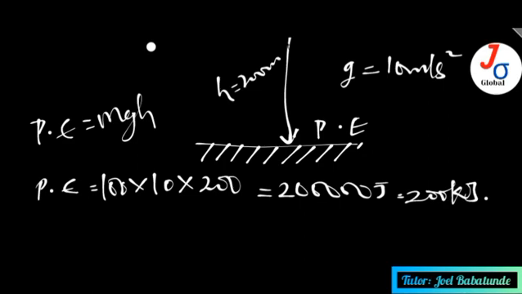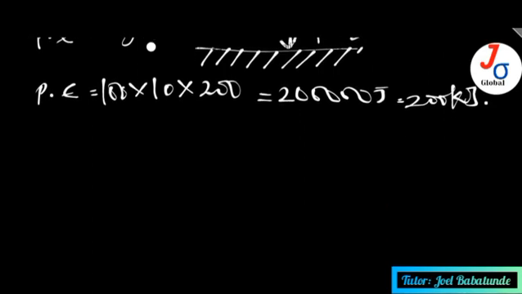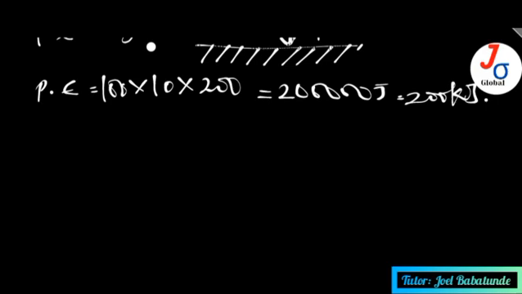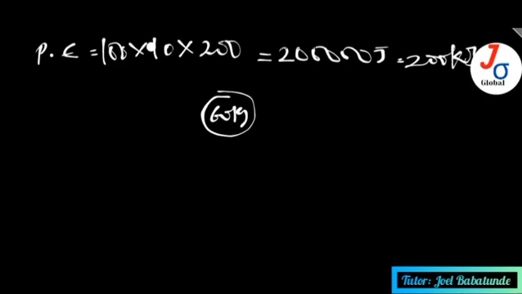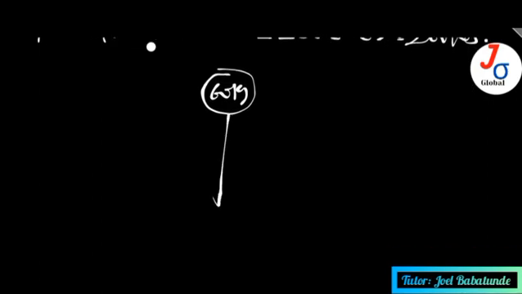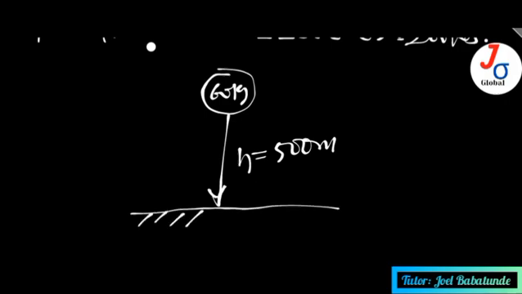All right, so we're going to take another example. Let's say that a body or a ball of 60 kg falls from a building of 500 meters. Now the question is, what is the energy with which it hits the ground?